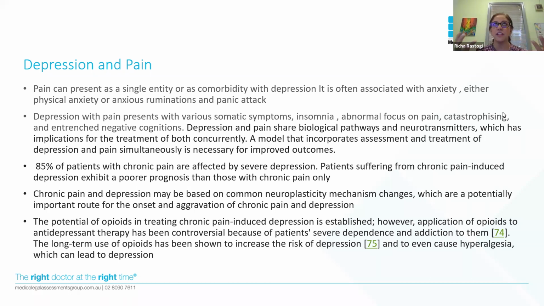If you can imagine being in chronic pain, how does that impact you? Not only physically, but also cognitively. You can have pathways through pain, like insomnia, which is very common. There's an abnormal focus on pain. Their thinking becomes very catastrophic, and you can say that they share common neurotransmitters. So we need a model that incorporates assessment and treatment of pain and depression simultaneously. You can't treat one and then the other, or the other way around.